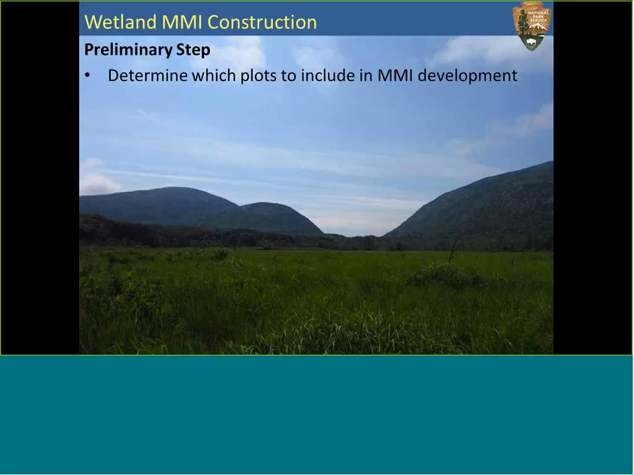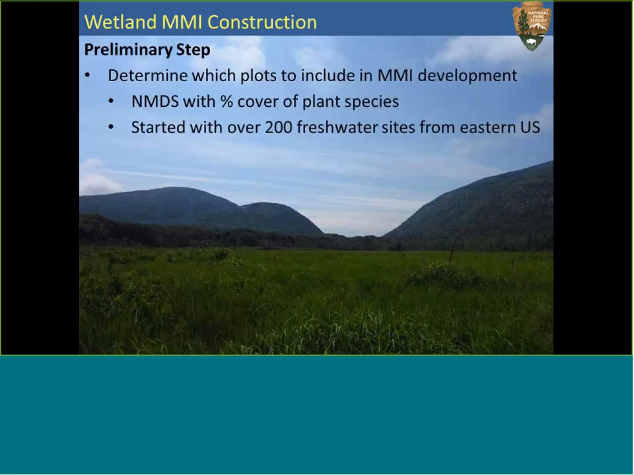So a preliminary step that I took was first to figure out which sites to include in the MMI development. So I used multidimensional scaling with percent cover of plant species for each site. NMDS is basically a non-parametric principal components analysis ordination. So I used the NMDS. I started with over 200 freshwater sites in the Eastern US.